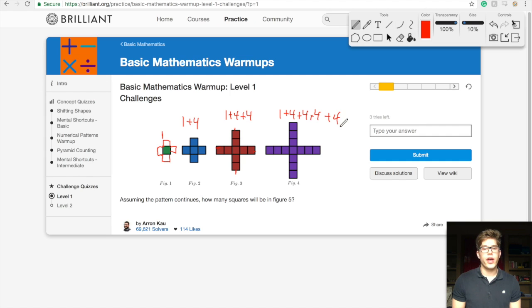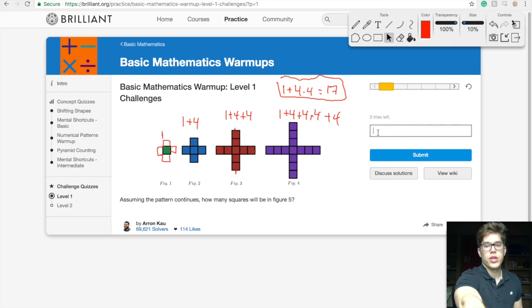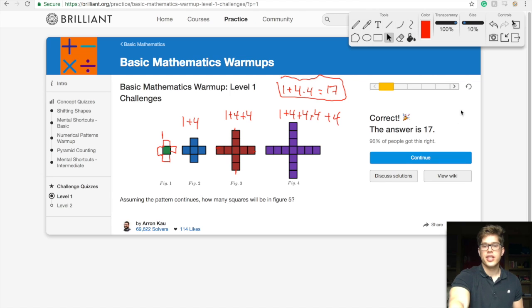And so what do we have? We have four fours added together. And so this is going to be 1 + 4 × 4. 4 × 4 = 16, plus 1 = 17. So 17 squares, I believe, is going to be our answer. Let's check it out. 17, submit. Awesome, excellent work. Next problem.